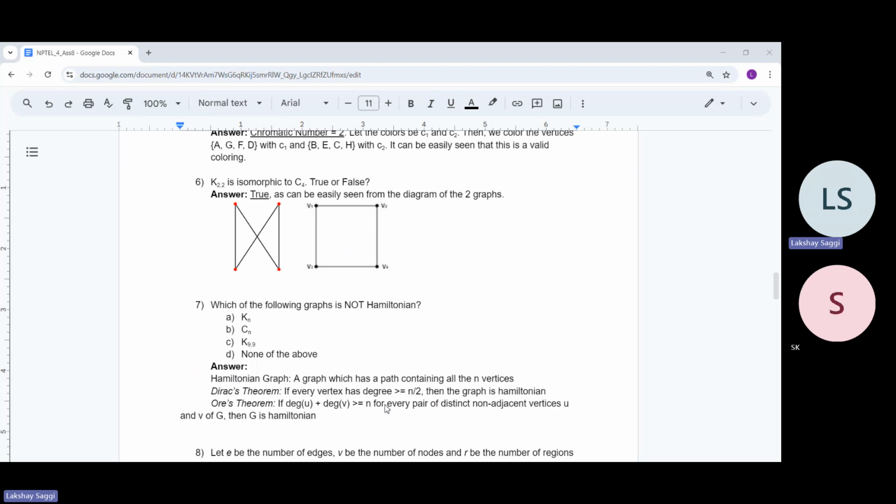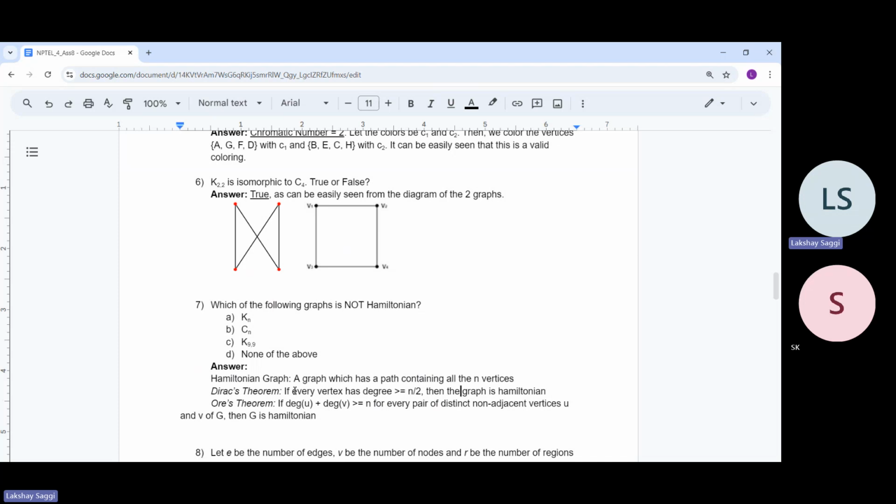So SK is typing something in the chat. Okay, SK is saying that Dirac's implies Ore's. Are you sure, SK? I think it's the other way around. Ore's theorem actually implies Dirac's theorem.